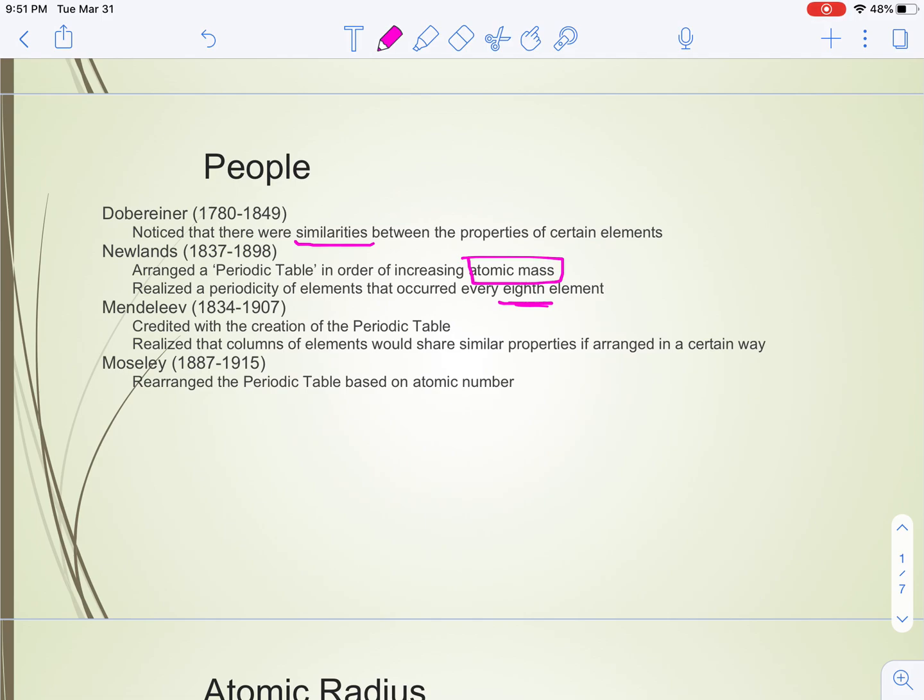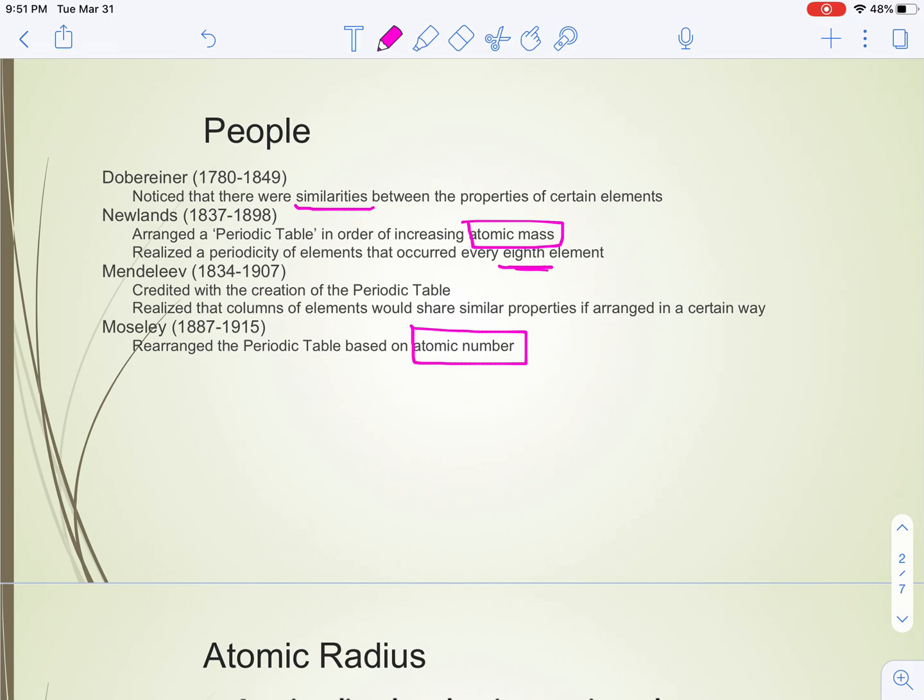And then finally, Moseley came along and arrived at our final arrangement of the periodic table based on atomic number, which is similar to atomic mass, but there are just a few places where atomic number actually solves some initial problems that we had with the periodic table. So what we're going to do today is look at several different characteristics or measurements and how they are impacted as we look at the periodic table.